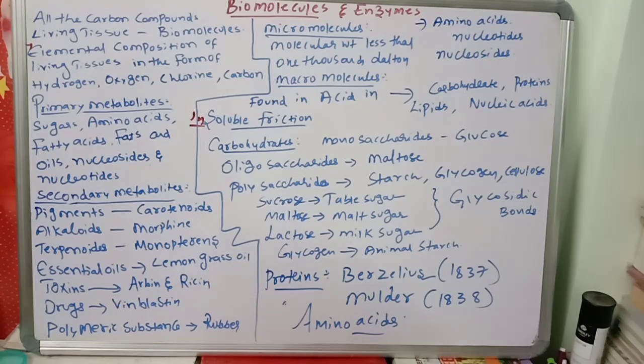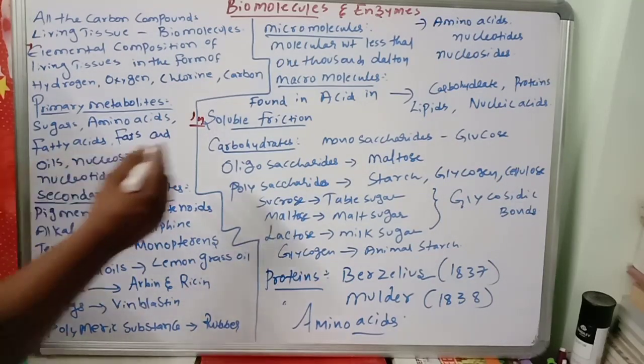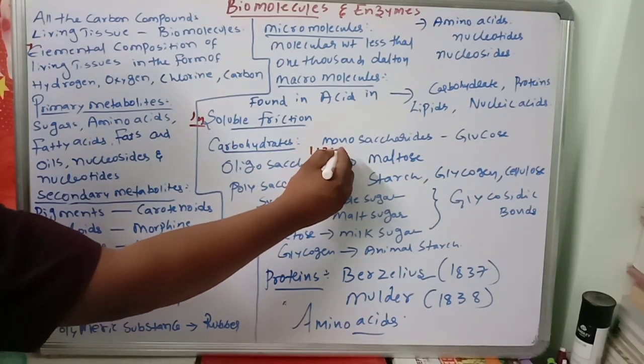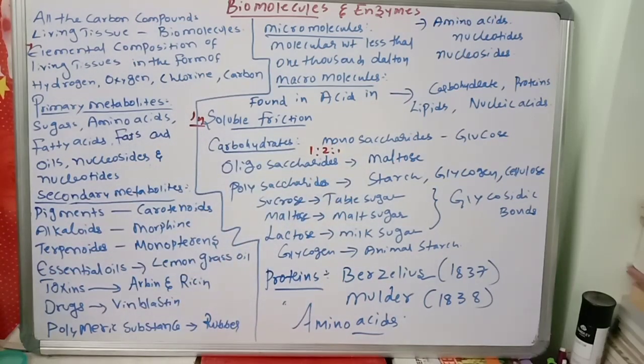First, what is the ratio in carbohydrates? Carbon, hydrogen, oxygen, the ratio is 1:2:1. If a single sugar, single glucose is there, that is called a monosaccharide, glucose. Oligosaccharides are monosaccharides linked, two or more than two, and they are called oligosaccharides. Example, maltose. And polysaccharides means many monosaccharides linked to form polysaccharides.